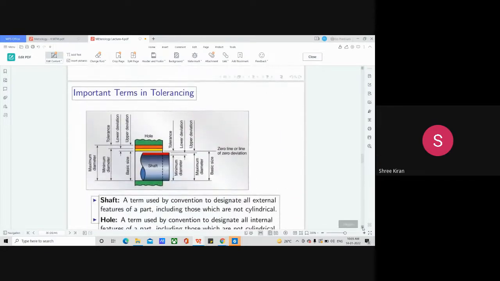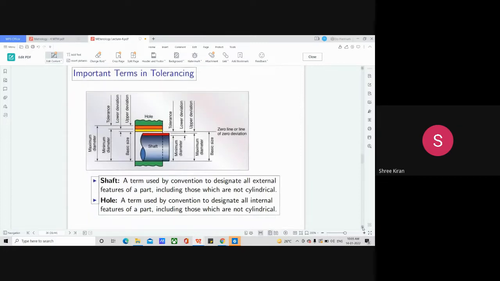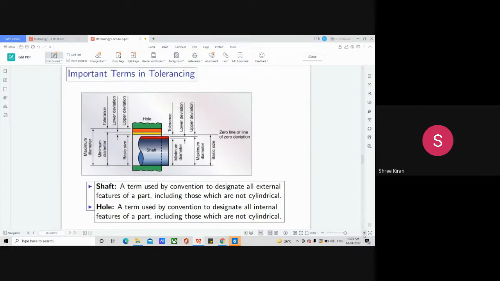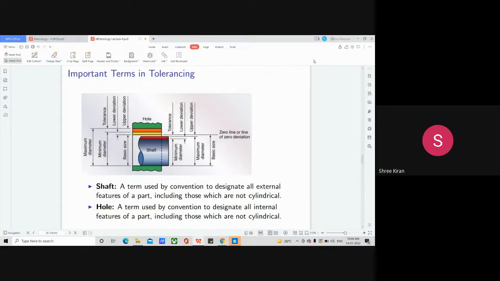Then come the important terms of tolerancing. Hope you are seeing the figure where we can see the important terms of tolerance.